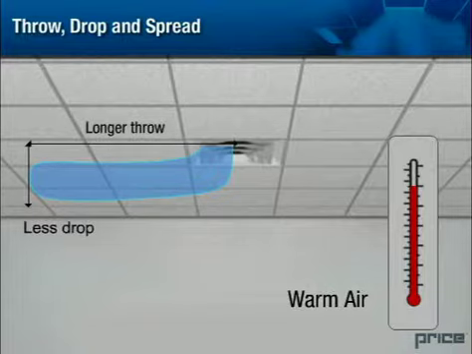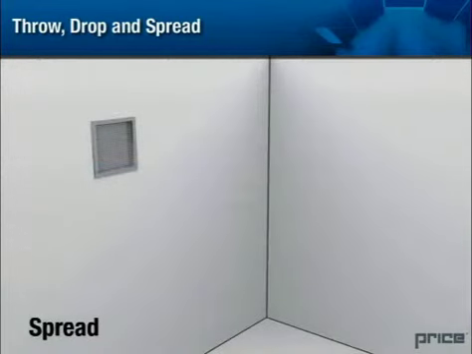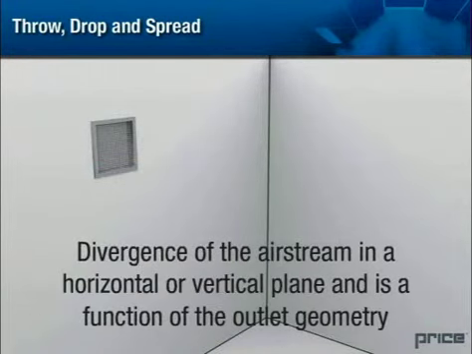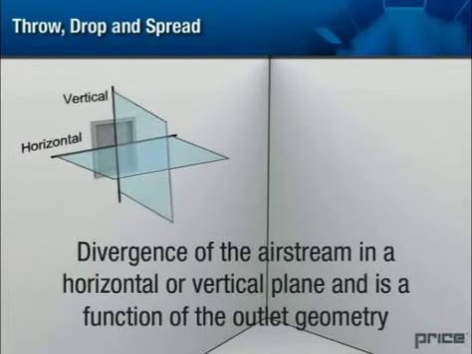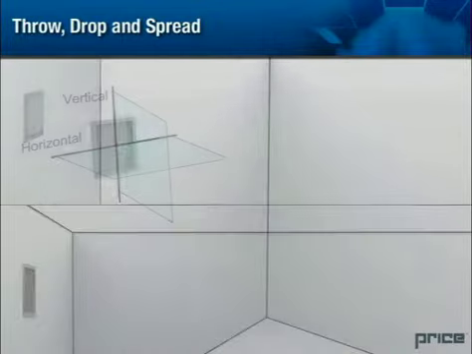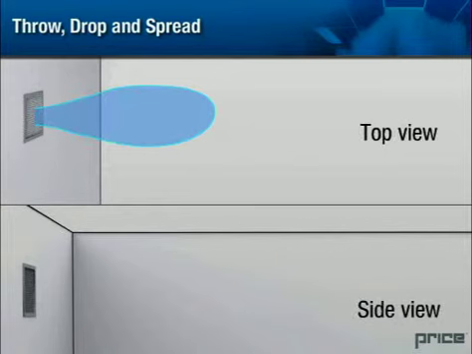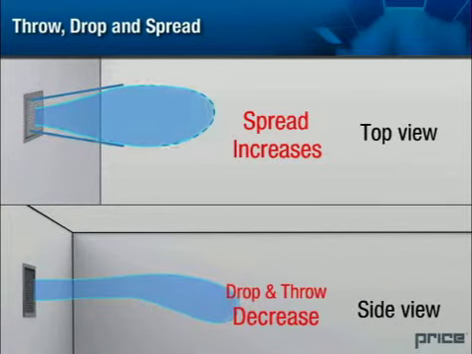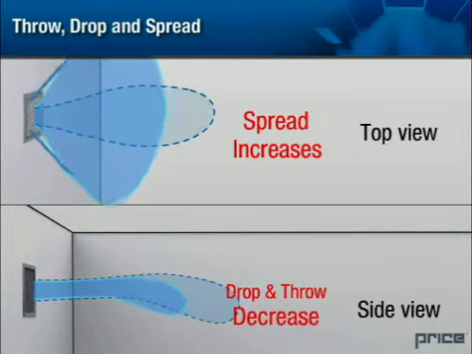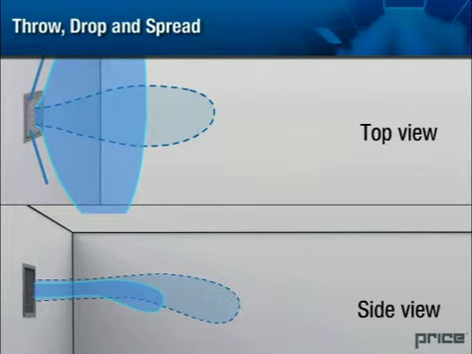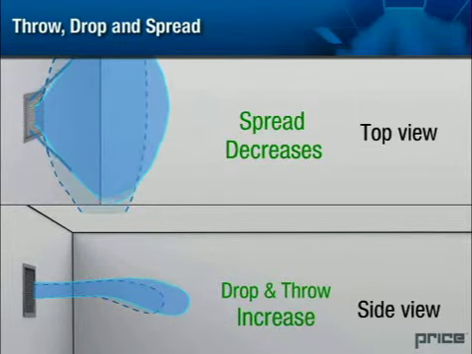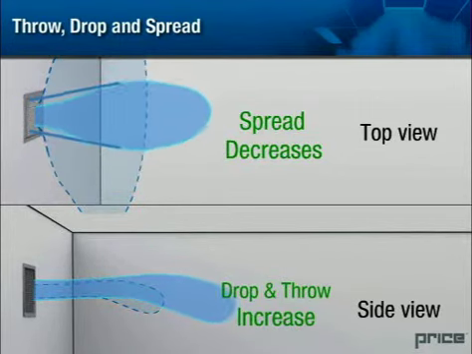and less drop. The spread of an outlet is defined as the divergence of the air stream in a horizontal or vertical plane and is a function of the outlet geometry. The spread has an effect on both the throw and drop. As the spread increases, both drop and throw decrease, and conversely, as the spread decreases, both drop and throw increase.